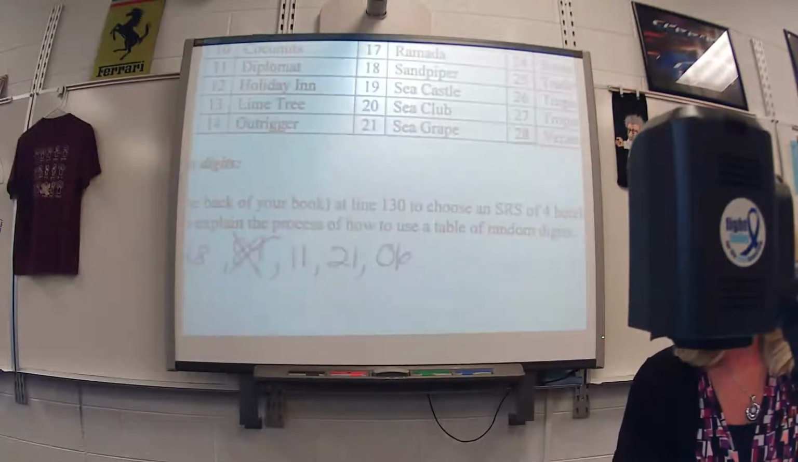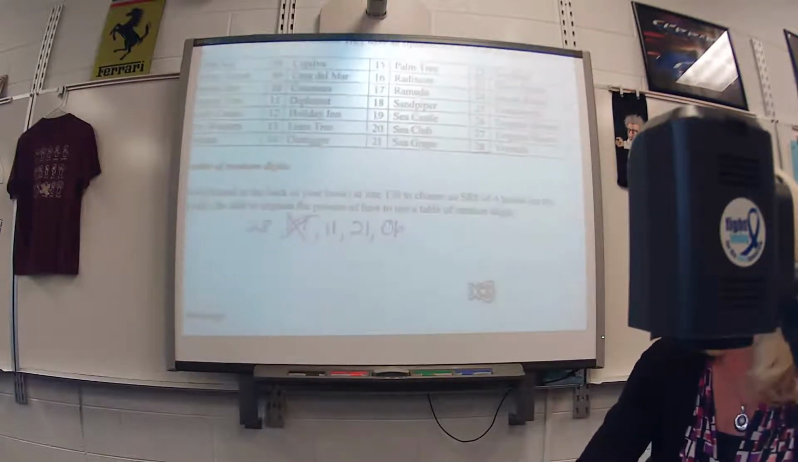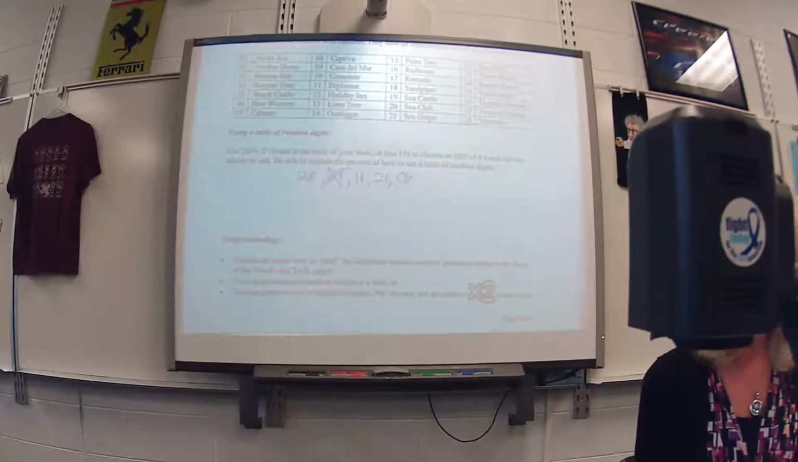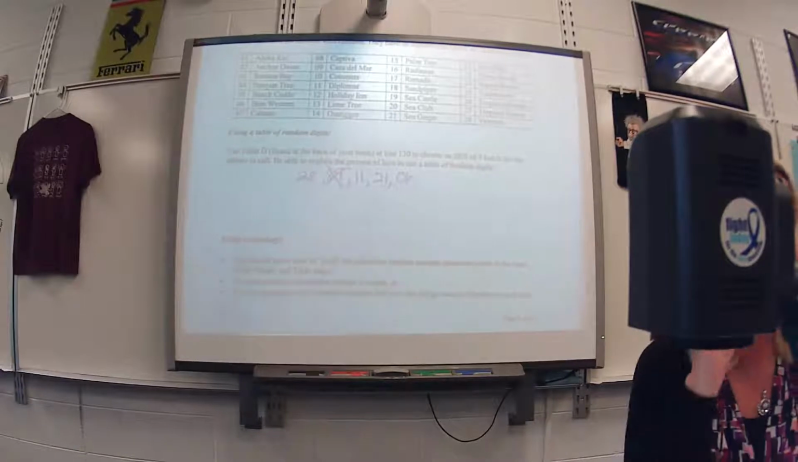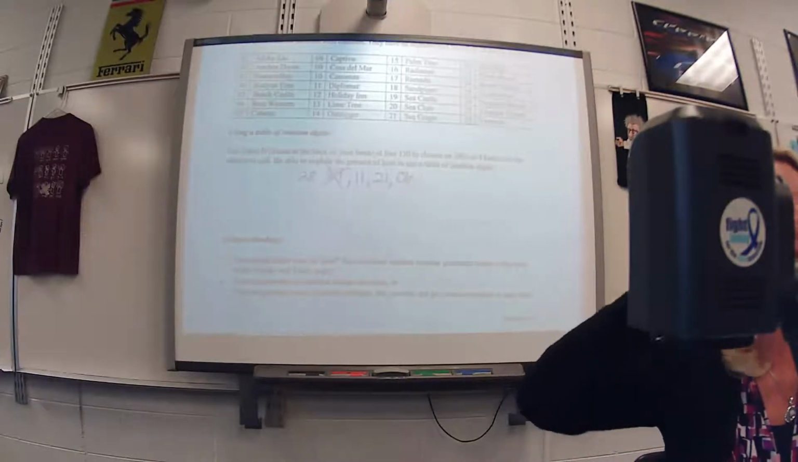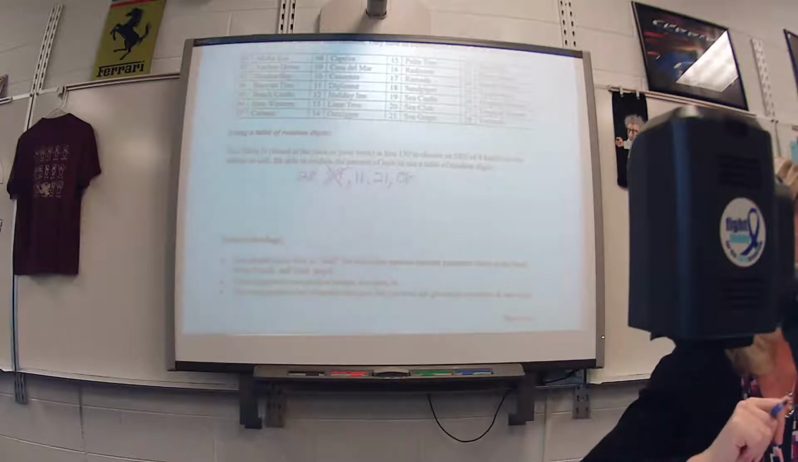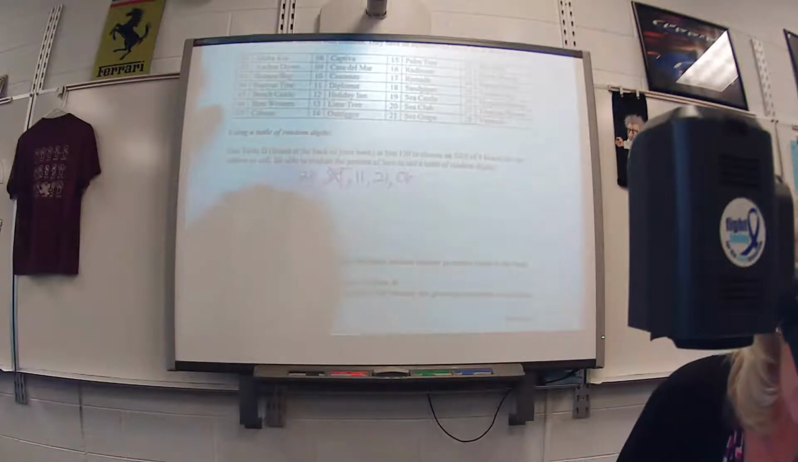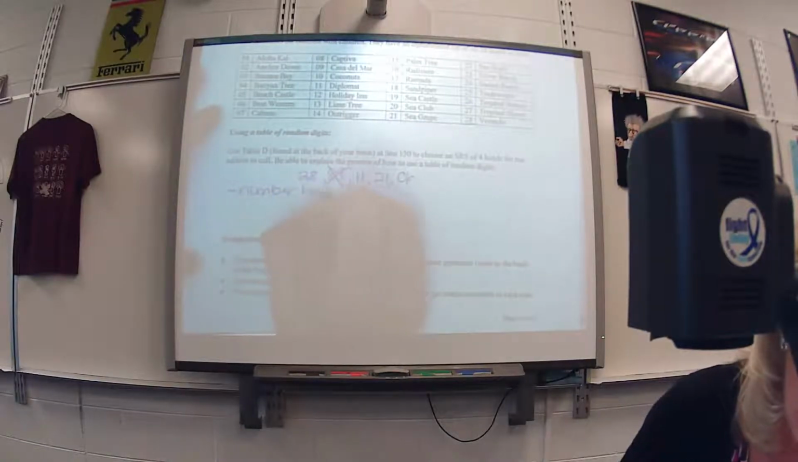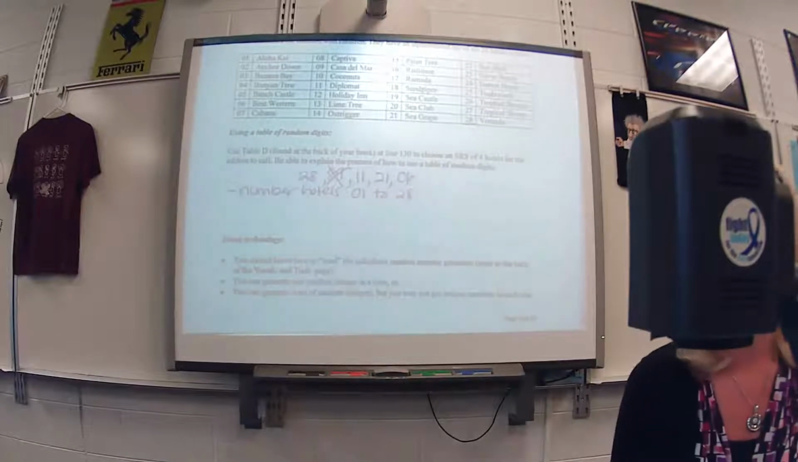So then I put here, you would have to be able to explain the process. Okay, if you were doing this, you would literally have to tell someone, and this is how I explain it to someone: pretend you had to tell somebody else how to do this. You would have to first tell someone, you need to number the hotels from 01 to 28.